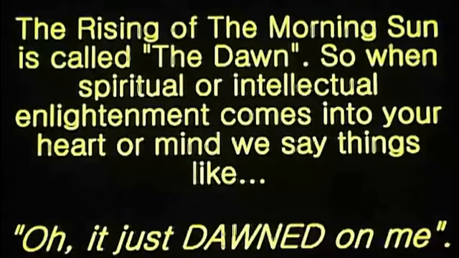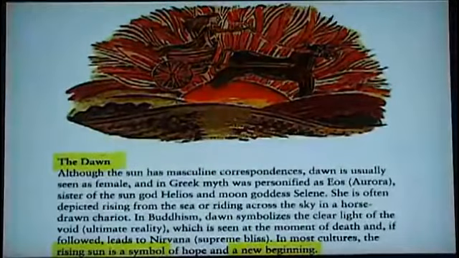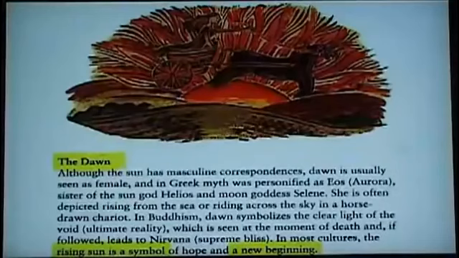Now, the rising of the morning sun is called the dawn, so when the spiritual or intellectual enlightenment comes into your heart or mind, we say things like, oh, it just dawned on me. Why do we say that? Oh, yes, it just dawned on me. That's what the sun does. It dawns. The rising sun is a symbol of hope and a new beginning.